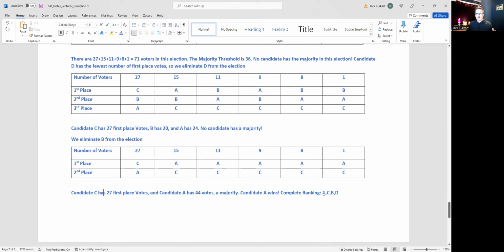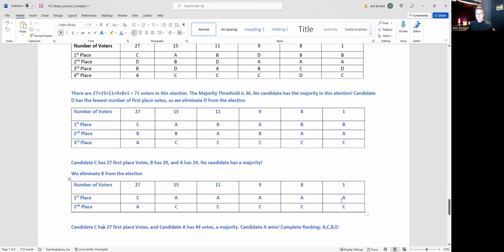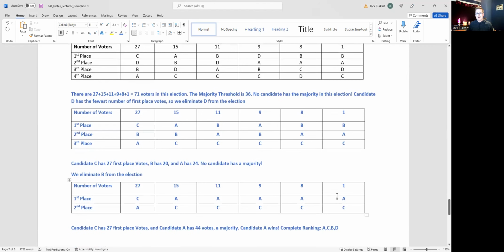And our complete ranking is as follows. A was first place, C made it to the last round, so they're second place. B was eliminated in the second stage, so they're third place. And D was eliminated first, so they are fourth place. They're going to be last place in this election. So that is how you can do a calculation which involves finding out who is the winner under a plurality with elimination election.